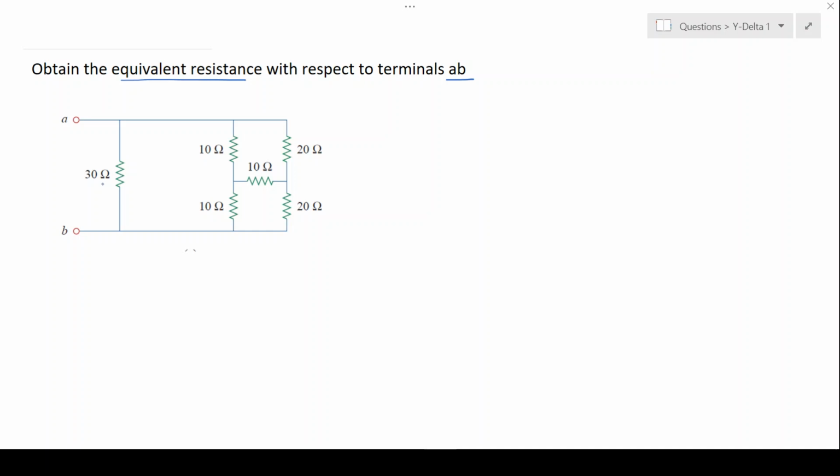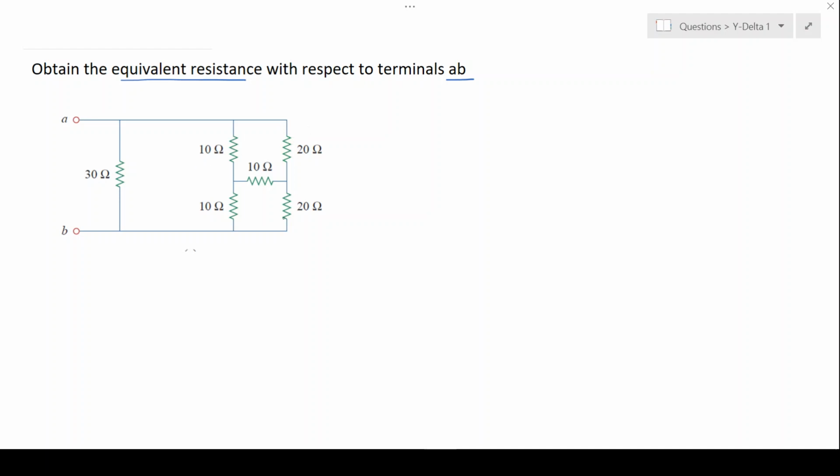Right, so as per usual, the first thing to do is to identify any series or parallel connections, and if we cannot find any, then we move on to Y-delta transformations. So we can see here that there aren't any series or parallel connections. Then the next step would be to identify Y-delta connections.